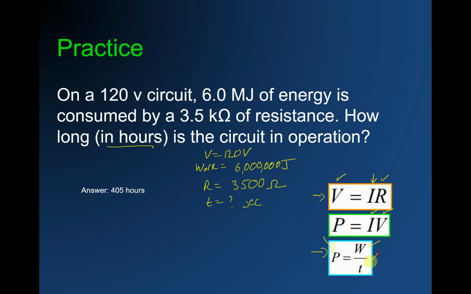Now let's talk about the algebra on the bottom. Remember, whenever you're solving for a variable on the bottom, sometimes that can trip people up. You want to multiply both sides by t. That'll give you P times T equals W. All right, so that's how you solve that one.